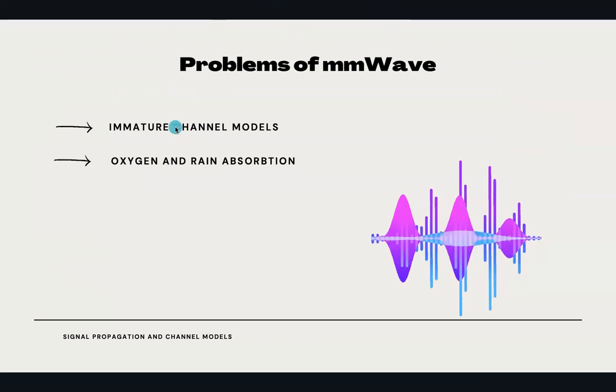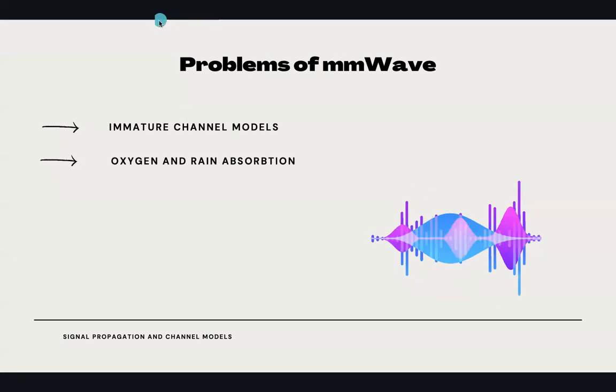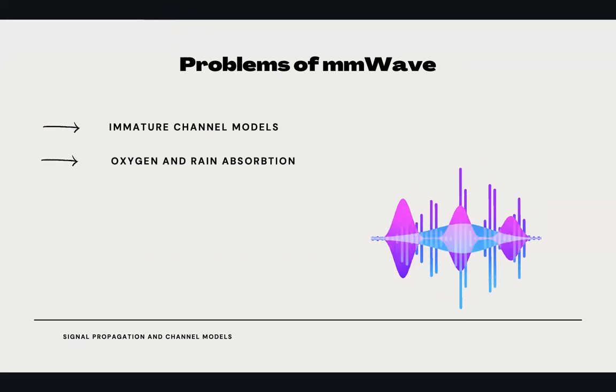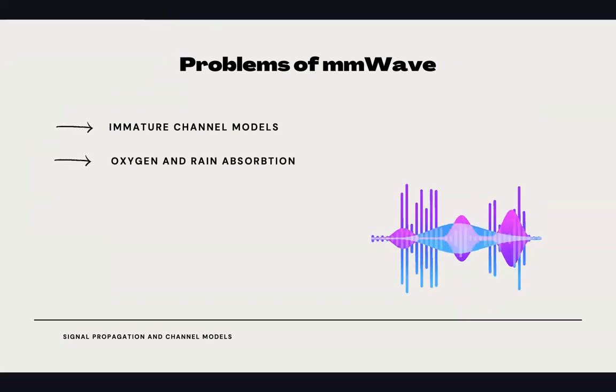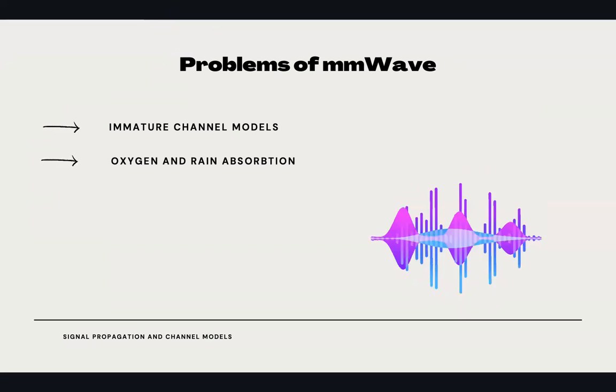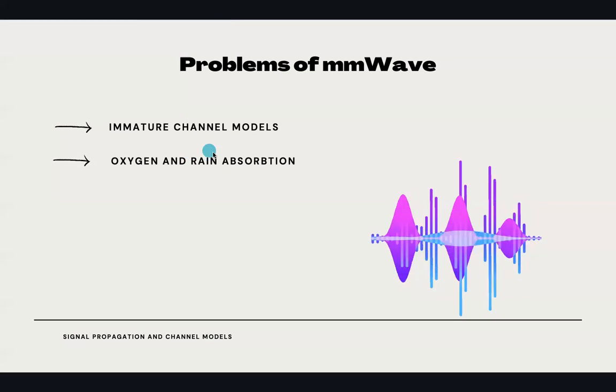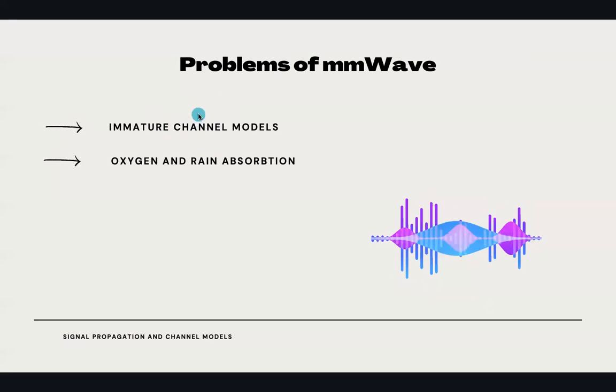But actually, this millimeter wave is still in research. Right now, 5G is not even implemented in the whole world yet, but mmWave is better than 5G. So it can be said that it is still immature. The channel models are still immature, and it actually has oxygen and rain absorption, which can be an obstruction.